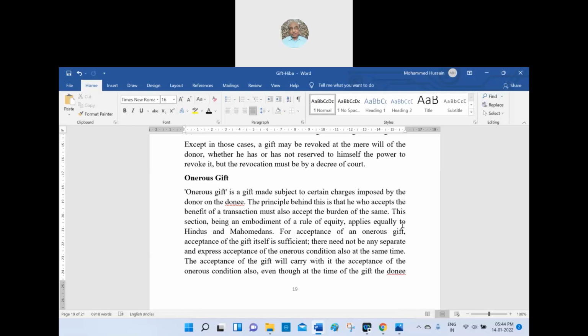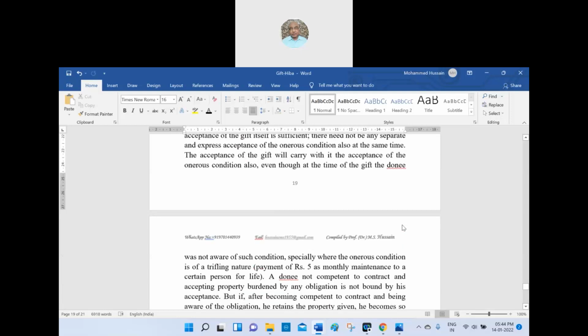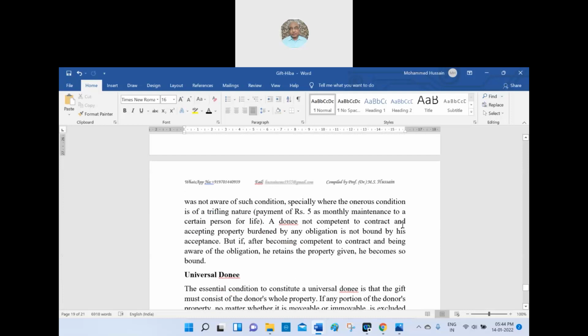This section, being an embodiment of the rule of equity, applies equally to Hindus and Mohammedans. For acceptance of an onerous gift, acceptance of the gift itself is sufficient. There need not be any separate and express acceptance of the onerous condition at the same time. The acceptance of the gift carries with it acceptance of the onerous condition, even though at the time of the gift the donee was not aware of such a condition, especially where the onerous condition is of a trifling nature.